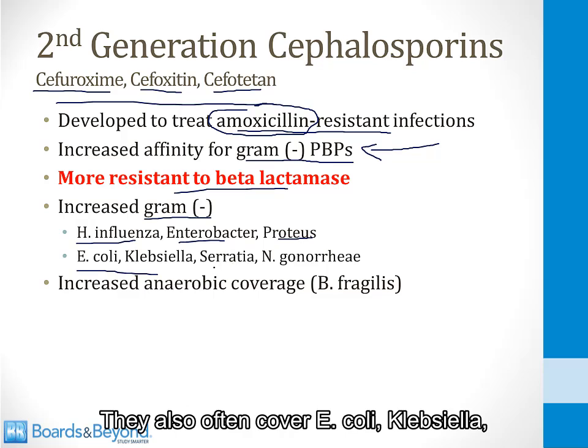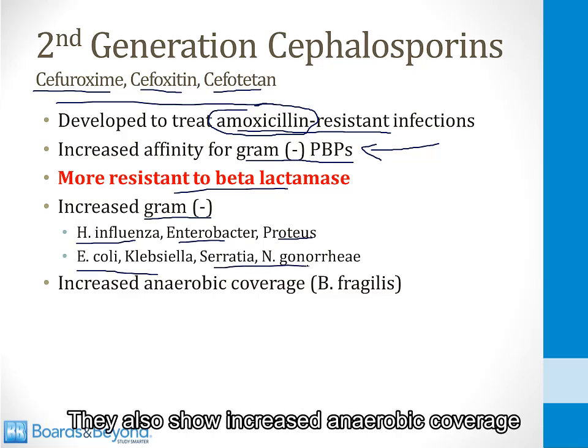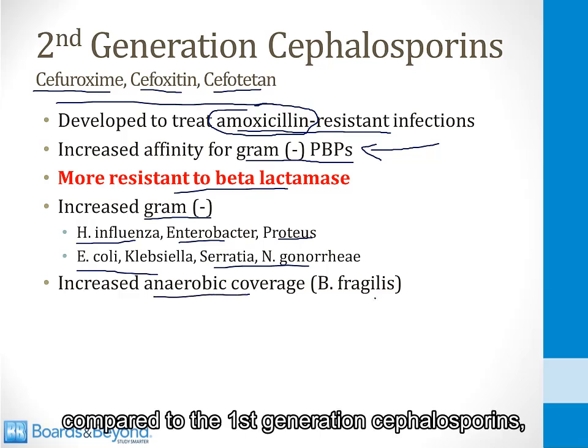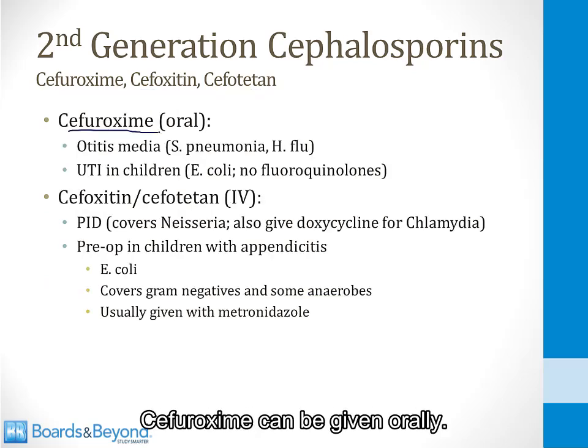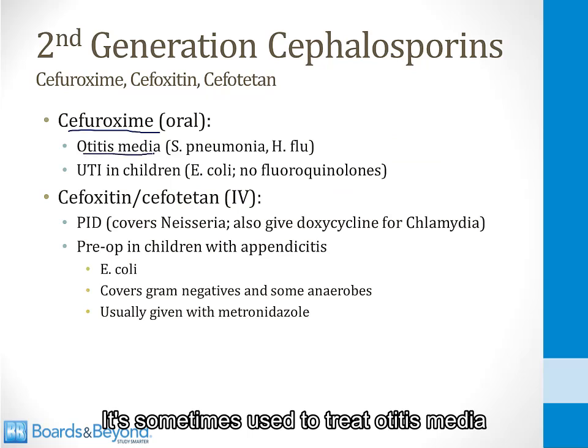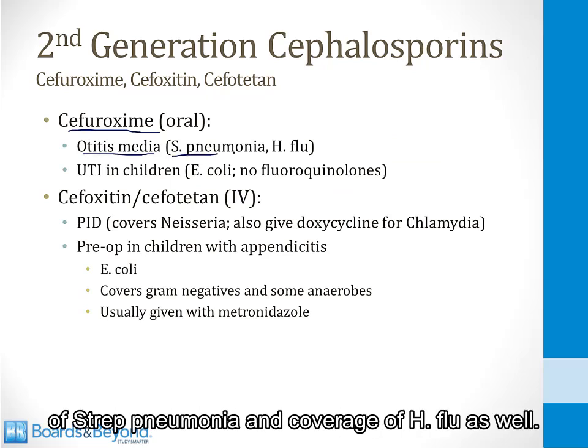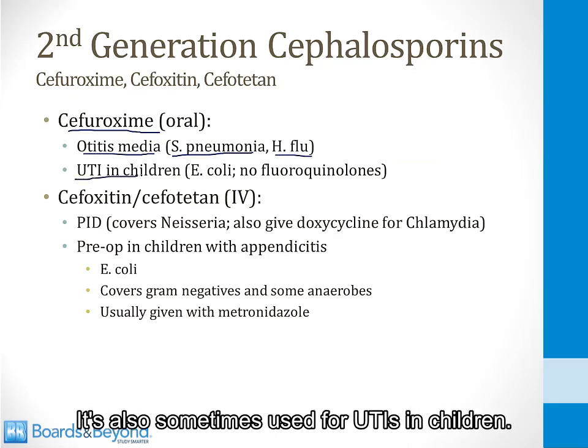coli, Klebsiella, Serratia, and Neisseria. They also show increased anaerobic coverage compared to the first-generation cephalosporins, including Bacteroides fragilis. Cefuroxime can be given orally. It's sometimes used to treat otitis media because it has good coverage of strep pneumonia and coverage of H. flu as well. It's also sometimes used for UTIs in children.